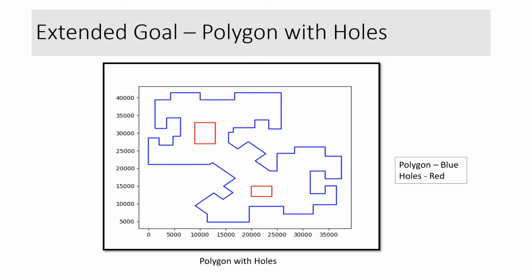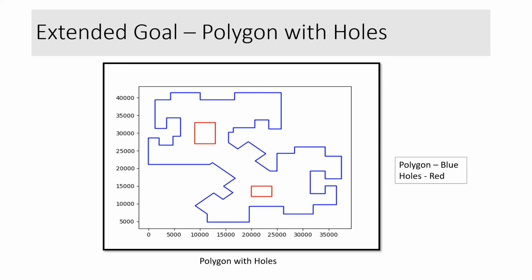Thank you, Rutvik. So now we move on to the extended goals of the project. Our first extended goal is to include holes within the polygon which are represented as red colored polygons, which will further increase the complexity of the problem in terms of vertex finding and path determination.